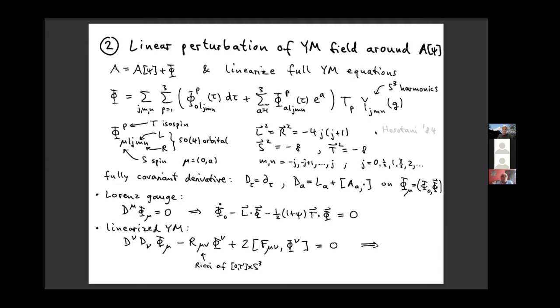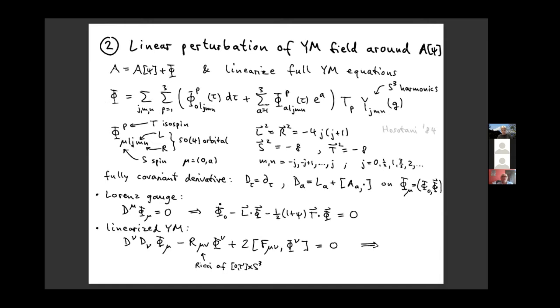Now what I have been looking at is perturbation around these classical Yang-Mills solutions. So let's take the classical solution parameterized by the scalar function psi as a background, perturb it, and linearize the full Yang-Mills equations. This linearization problem is best expanded into the different modes.